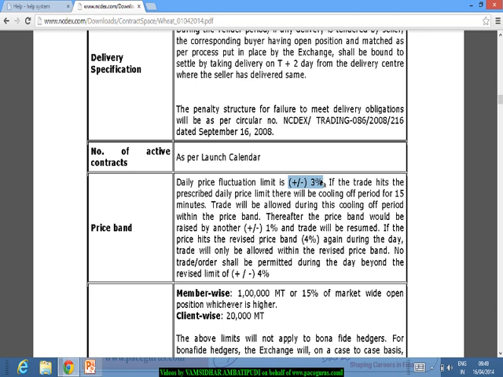Right, this is one major thing. So in any single day the price cannot fall below 3% of yesterday's price or go above 3% of yesterday's price. If it exceeds, then there is a cooling off period of 15 minutes. The trading is stopped for some time.